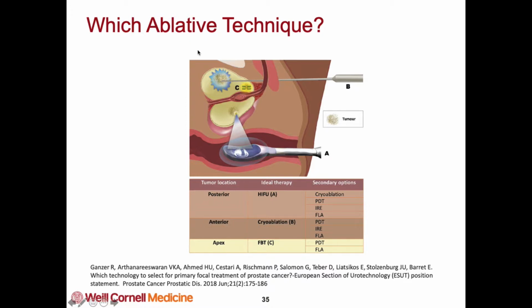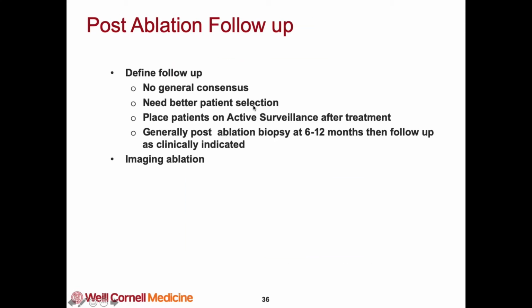This group suggested that for anterior lesions you use cryoablation, for peripheral posterior lesions you use HIFU, and for lesions near the sphincter you would use brachytherapy. And the reason for that is because you can have issues with stricture if you get too anterior with either cryo or HIFU. And then another question we have to answer is, what's the post-ablation follow-up?